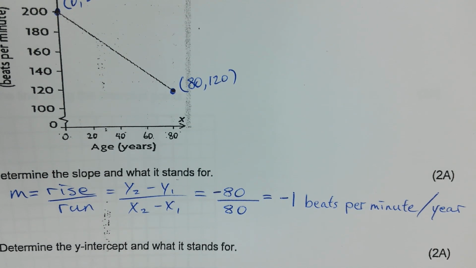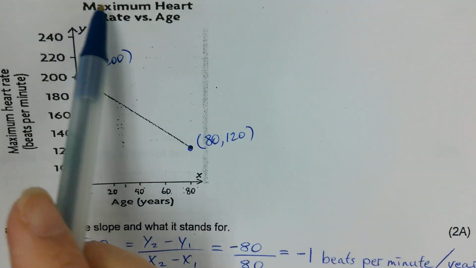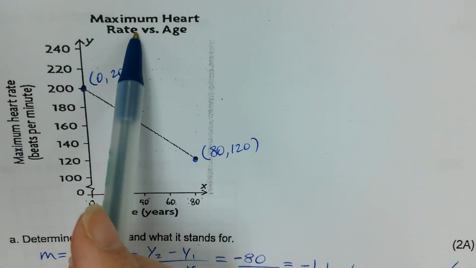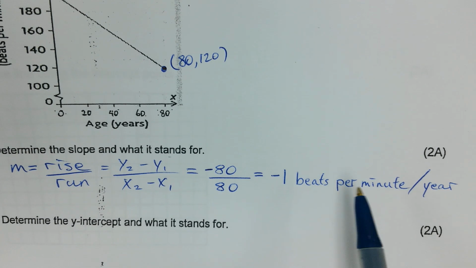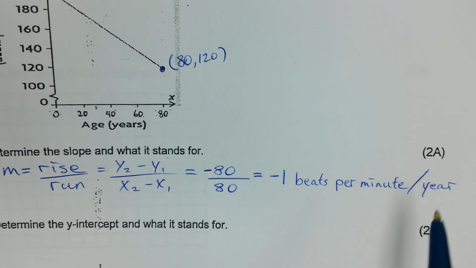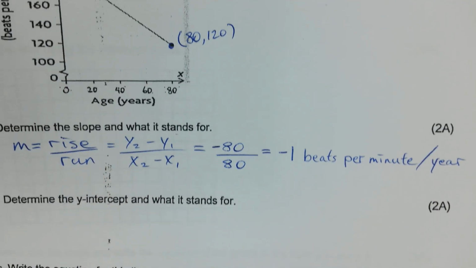In terms of a sentence, what does it mean? Every year your heart rate decreases by 1. Remember, this is maximum heart rate versus age. So it means that every year, the maximum heart rate decreases by 1. Good.